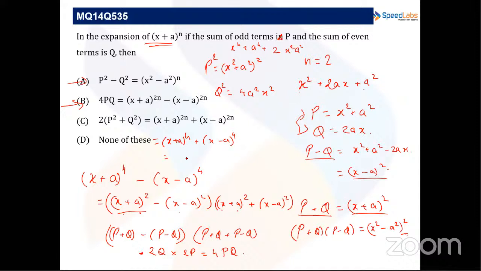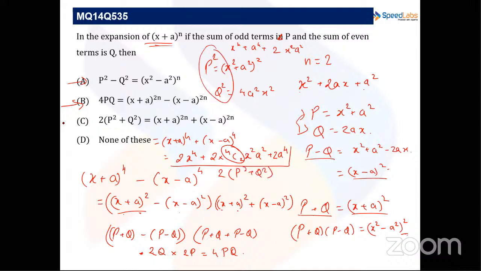So that will be 2 times of x to the power 4 plus 2 times of 4C2 x square a square plus a to the power 4, and which is similar as this term because 4C2 is 6. So if we are taking 2 common, then we are getting p square plus q square. So our option number C is also correct. See, this is the way in which you can do it. And you can even put n equals to 1 and satisfy the conditions. But in most of the cases, n equals to 1 always satisfies the condition. So we have to take either 1 or 2 values.